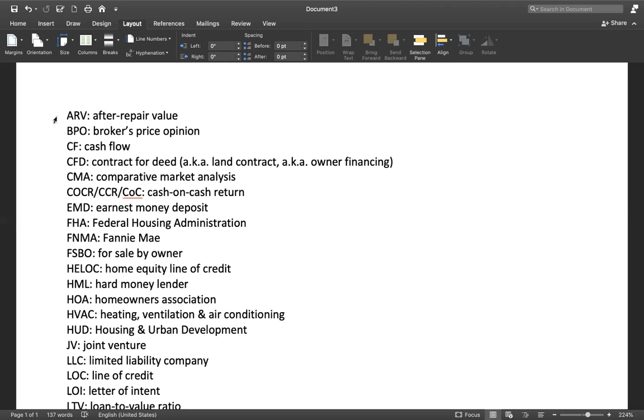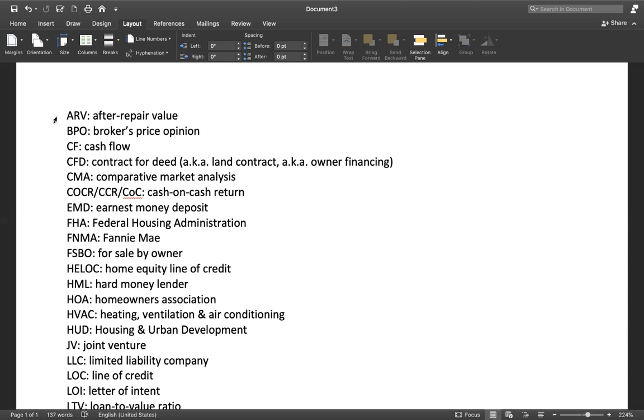ARV stands for after repair value. What that means is, when you purchase a property, for example as a rehabber, you buy it cheap because it's a rundown property or just dated. And after you renovate it, what can you sell for? So think about a brand new renovation project. What's the top dollar in the market that you could get for that type of property? So that's after repair value, or ARV.